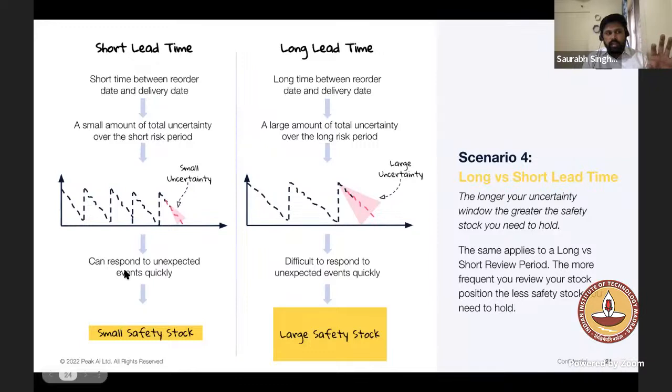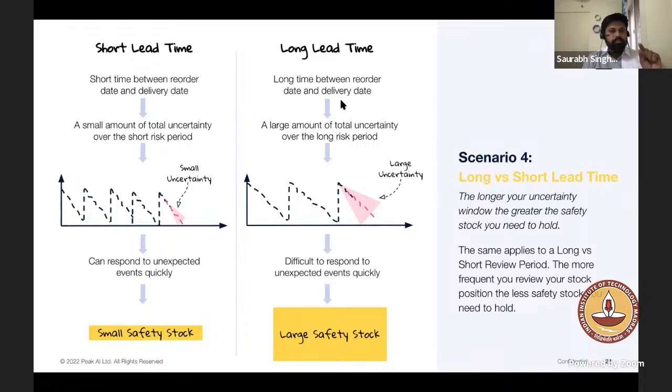An unexpected event is, for example, suddenly there is a spike in the demand, and you now need to order 2 weeks early. You had planned to order maybe 4 weeks later, but due to the sudden spike in demand, you are going out of stock. Your goods are being consumed very fast. Now you need to order, and given your lead time is small, you can quickly respond to that unexpected event, and therefore you can get away with a smaller safety stock.